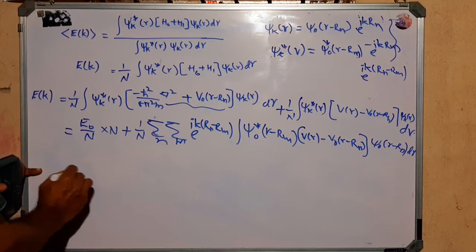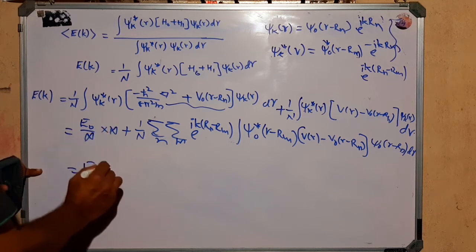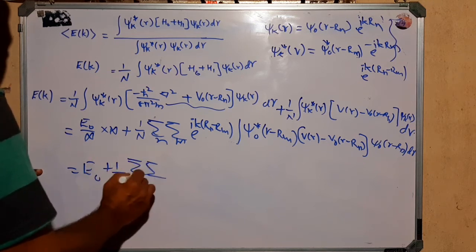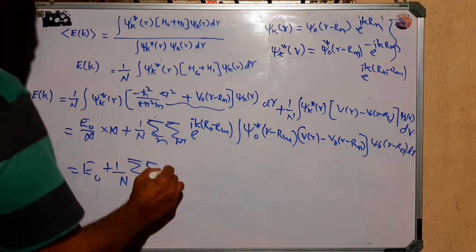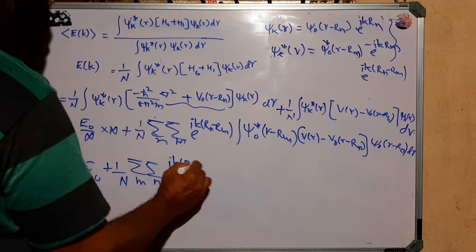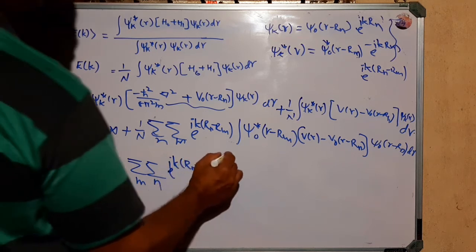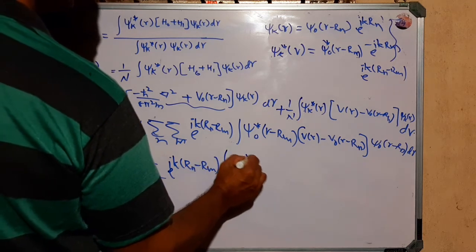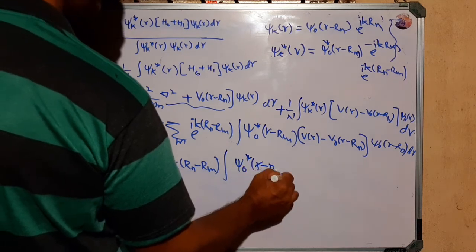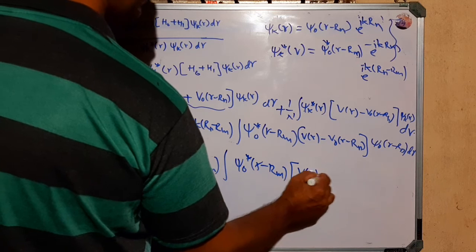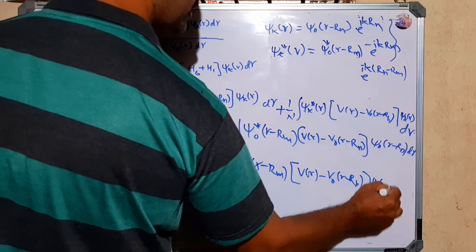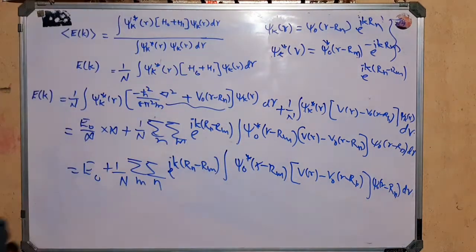Consider this. This becomes E naught, n gets cancelled, plus 1 by n into sigma m n e to the power ik into (Rn minus Rm) into the integration of xi naught star (R minus Rm) into [V of R minus V naught of (R minus Rn)] into xi naught of (R minus Rn) dr. So this is the expression we have obtained here.